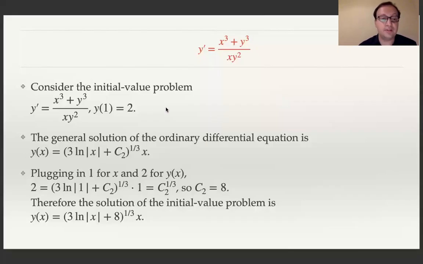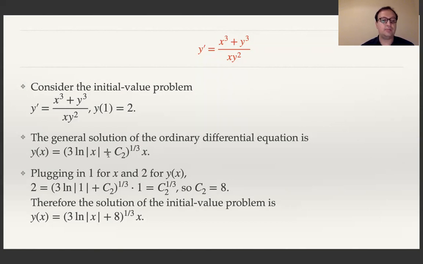Now let's finally solve, as an example, an initial value problem based on this equation. So let's consider the equation y prime is equal to x cubed plus y cubed over x y squared with the initial condition y of 1 is equal to 2. We already found the general solution of the equation. y of x is equal to 3 natural log of absolute value of x plus a constant raised to the power 1/3 times x. And then now we have to find the constant.